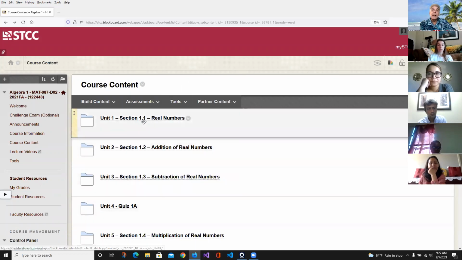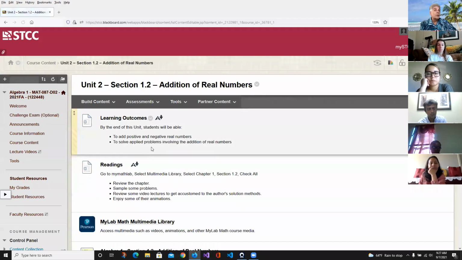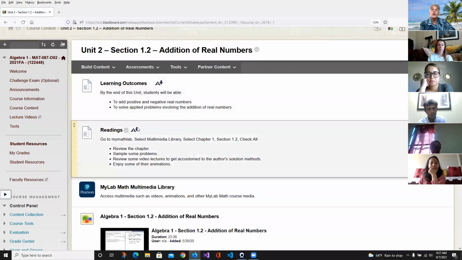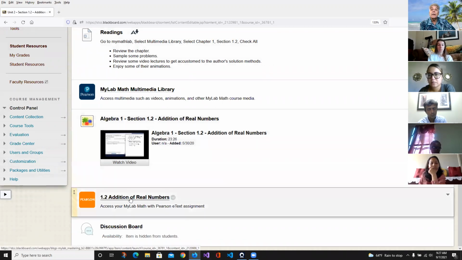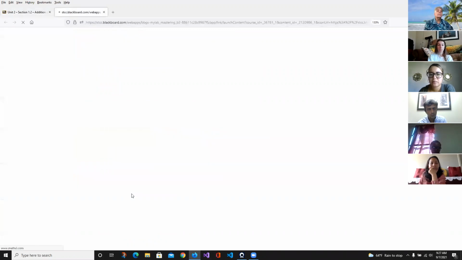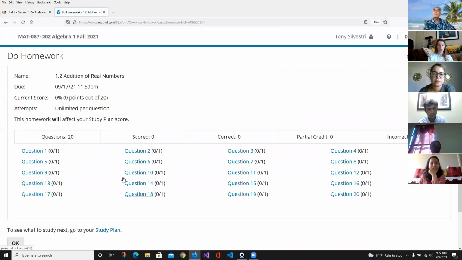Okay. Say you want to do addition of real numbers. They're all structured pretty much the same. There's a video, and this link brings you right to the video on how to add numbers. And this link brings you right to the homework, right to homework 1.2. It's a direct link where you could start your homework.